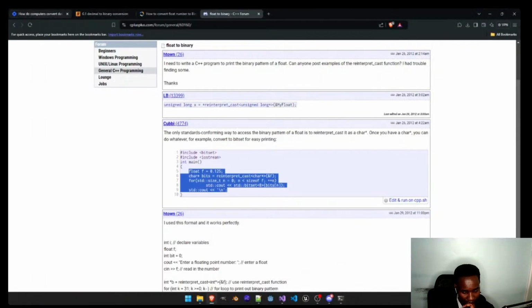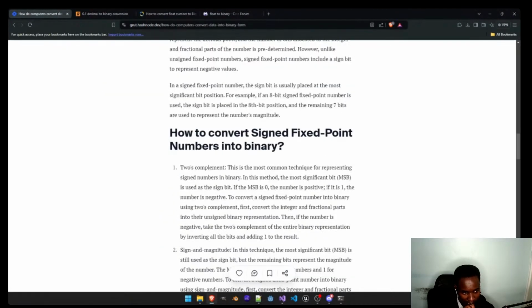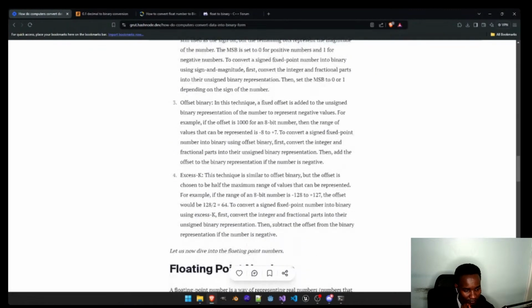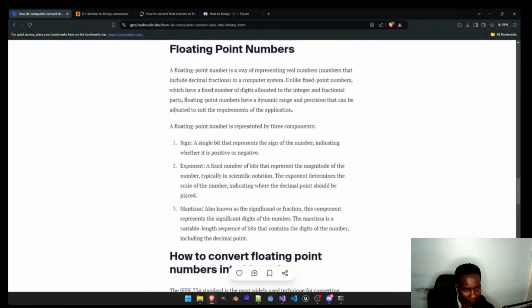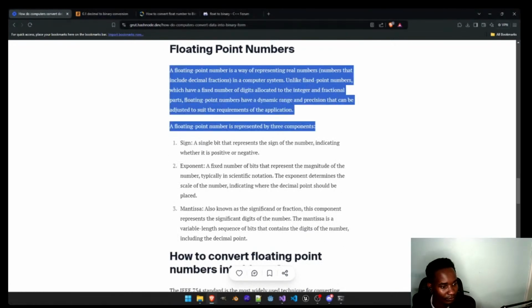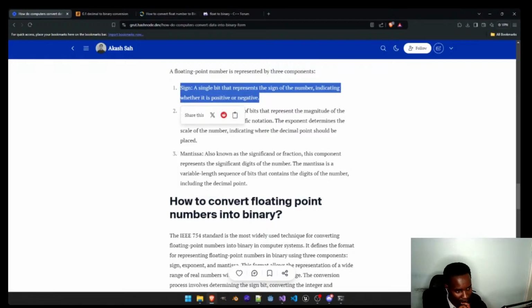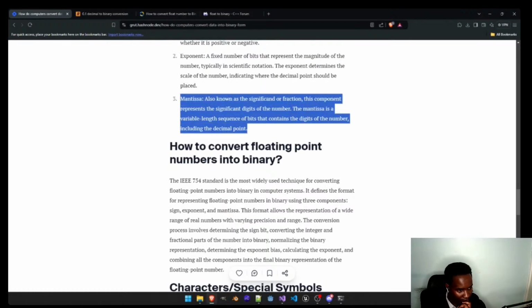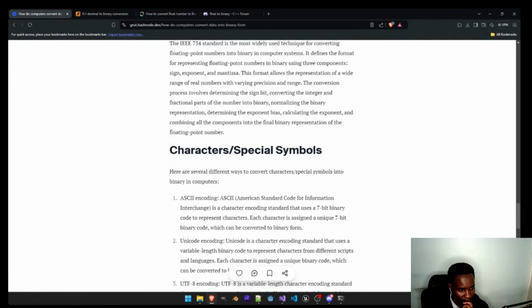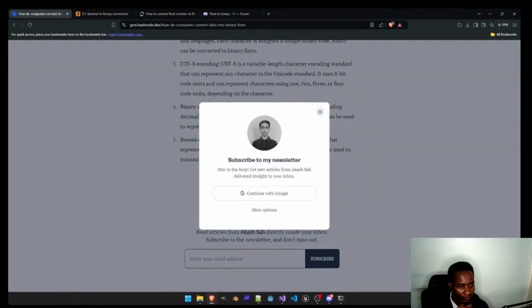So let me go back to this first site. For floating point numbers, according to this site, root.hashnode.dev, they're saying there's a certain way that floating point numbers are stored, and it's not the way we calculate it per se. So they're saying assign an exponent, mantissa. That's a lot of jargon, but maybe we can go to this example.